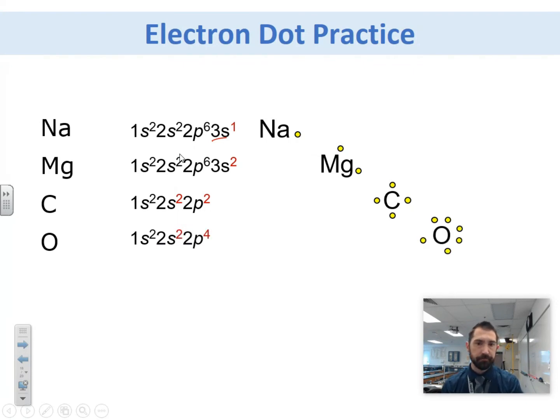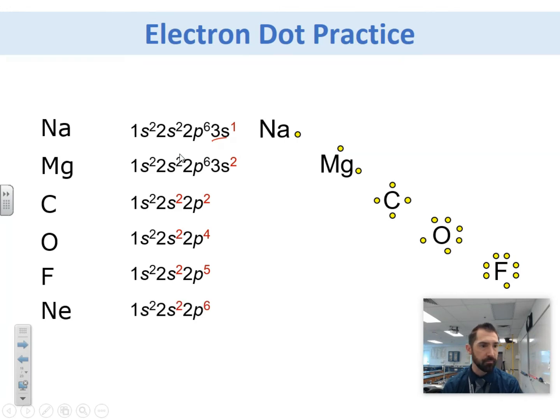Oxygen has 6. Fluorine we've talked about. We know with the halogens it's 1 away, so 2 plus 5, it has 7. There's the 7. Notice there's only 1 unpaired electron there. Beyond that, the noble gases we've talked about all have 8. So there's the full s and p represented as a dot diagram.